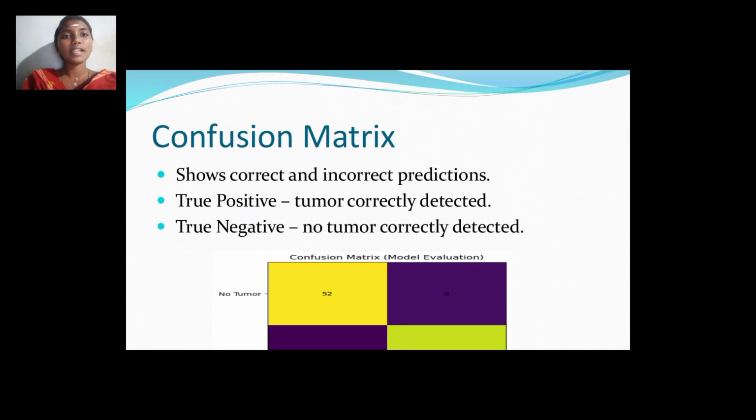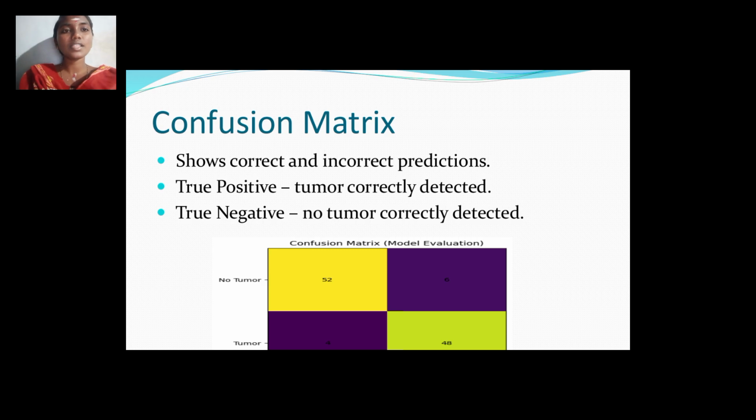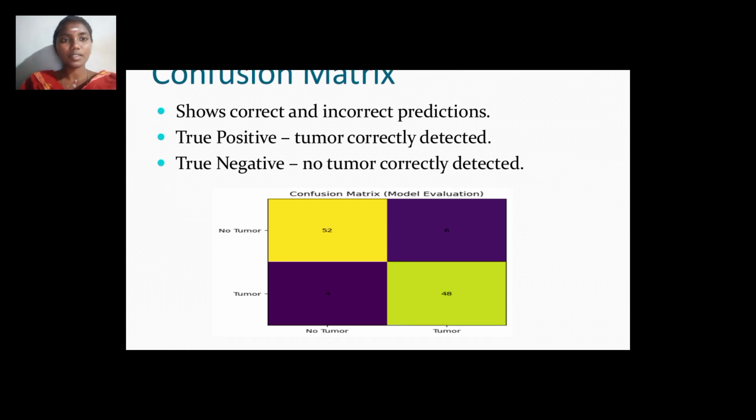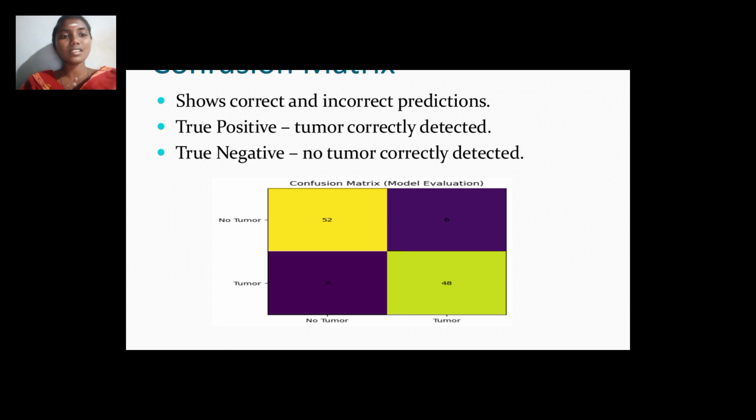Next, the confusion matrix shows the correct and incorrect predictions of MRI images. True positive means the tumor is correctly detected, and true negative means no tumor is correctly detected. In the image, where the x-axis is no tumor and the y-axis is no tumor, that means true negative, no tumor correctly detected. But where the x-axis is tumor and the y-axis is tumor, that means the tumor is correctly detected.